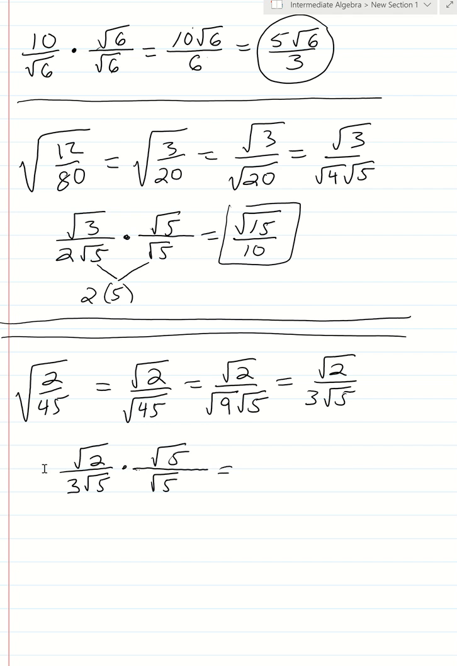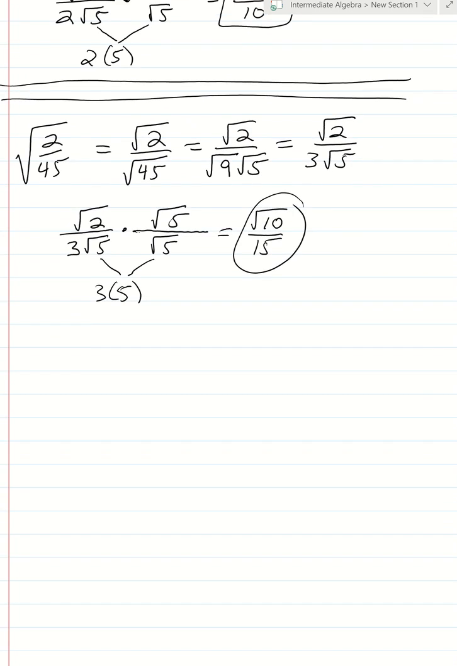When we perform the multiplication here in the numerator, the square root of 2 times the square root of 5 gives us the square root of 10. Here in the denominator now, the square root of 5 gets multiplied with the square root of 5, and that gives me 5, times the 3. Well, 3 times 5 is 15. So our answer would be the square root of 10 divided by 15.